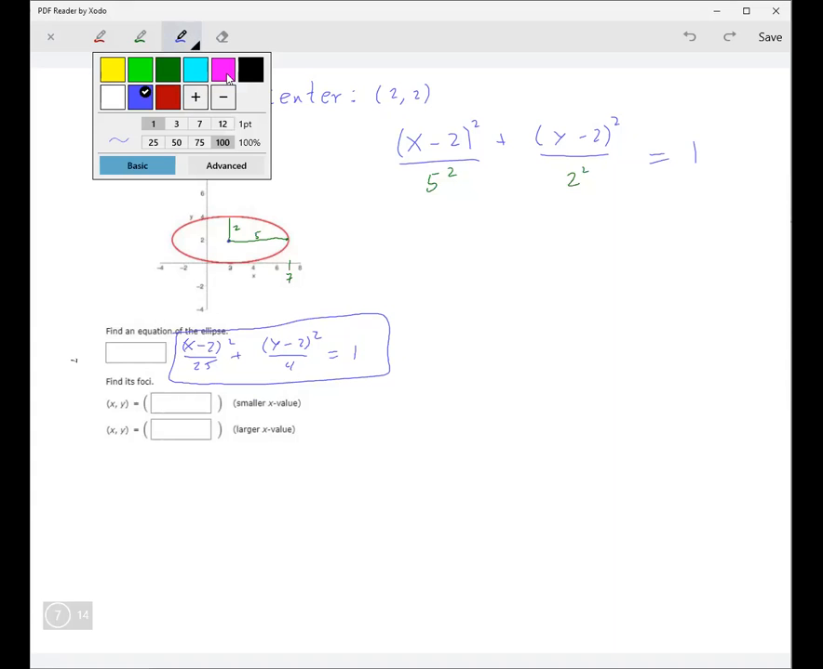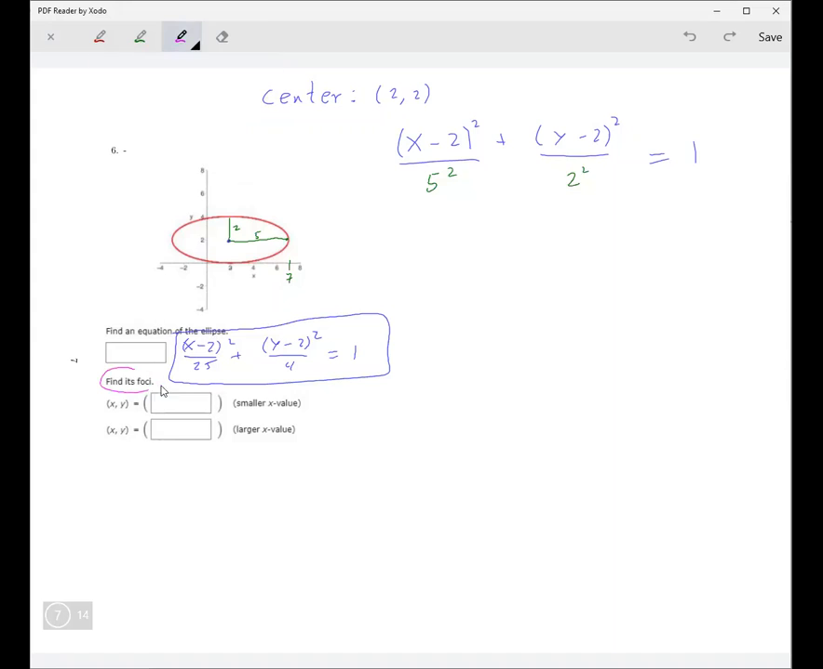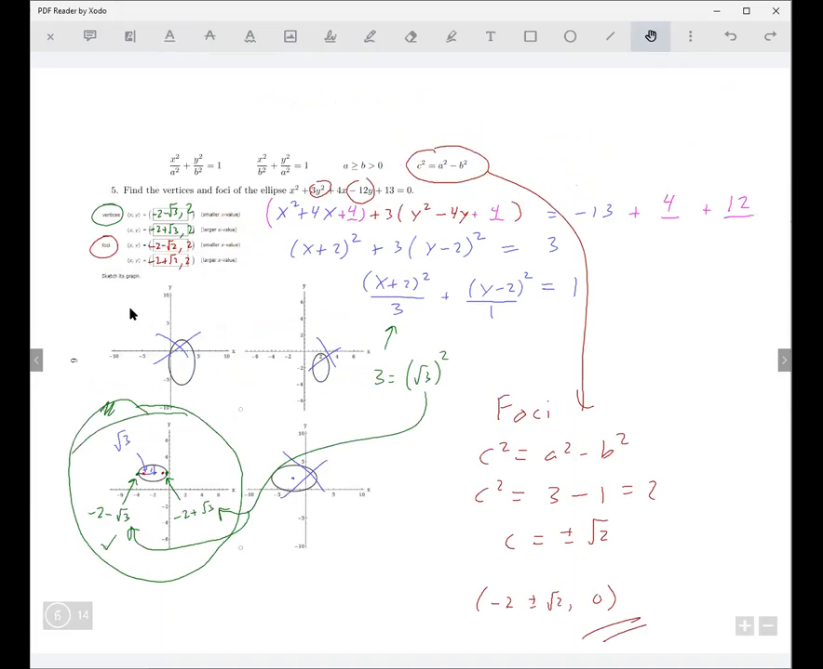Now for the second part, you want to find the foci. And again, you're going to use this right here. C squared is A squared minus B squared.